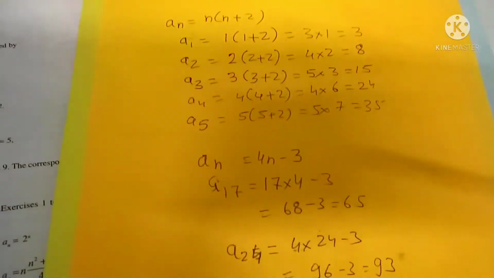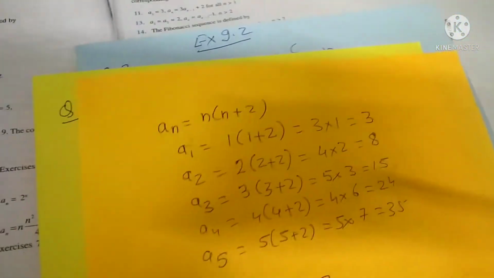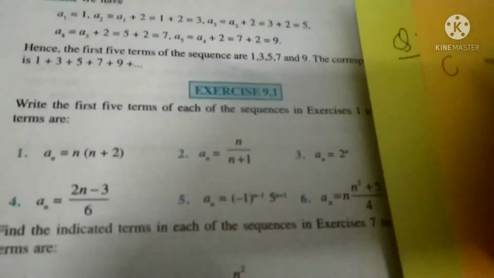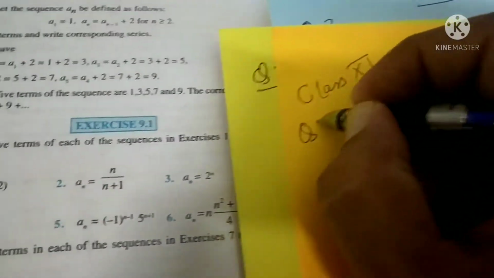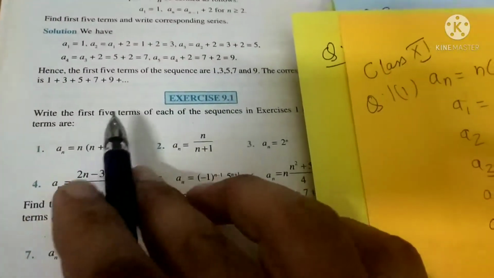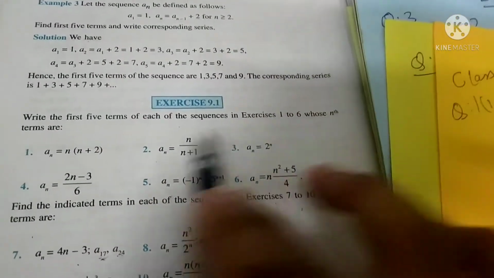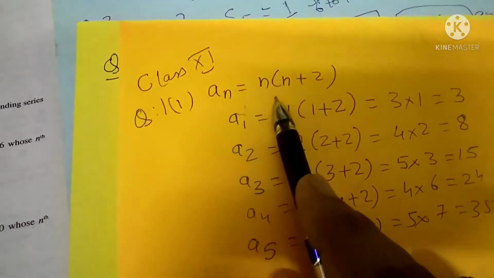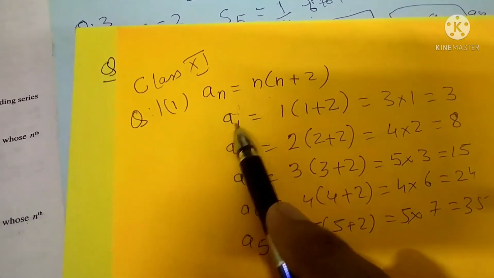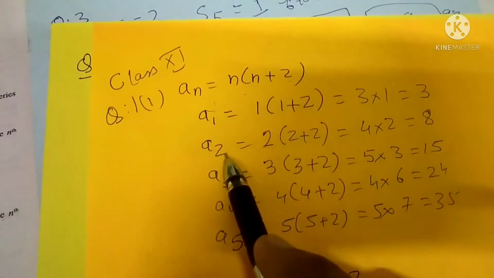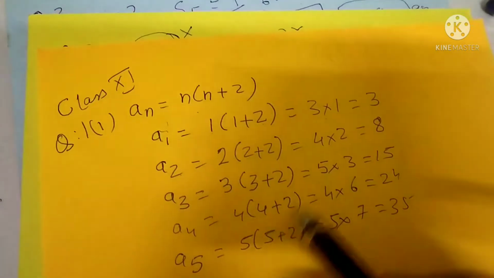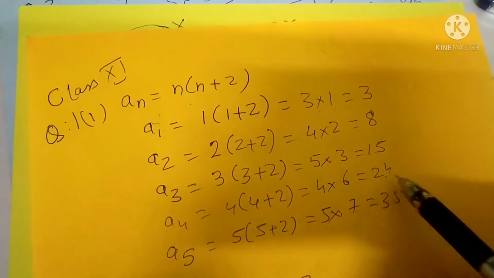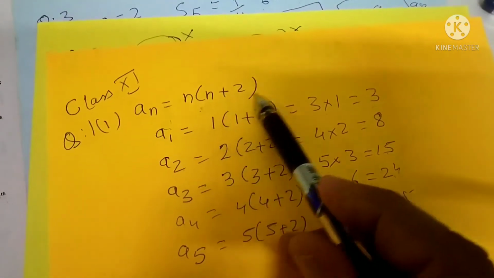Now we move on towards our first question. This is the first exercise, 9.1, class 11. So this is question number 1 का first part. Write the first 5 terms of each of the sequences given. So an is equal to n into n plus 2. The first term will be n is equal to 1: 1 into 1 plus 2 equal to 3. So the second term will be 8, and this way the third term will be 3 into 3 plus 2. n की जगह आपने 1, 2, 3, 4, 5 लगाना है, जिसमें 3, 8, 15, 24 and 35 आ जाएगा इसका answer.